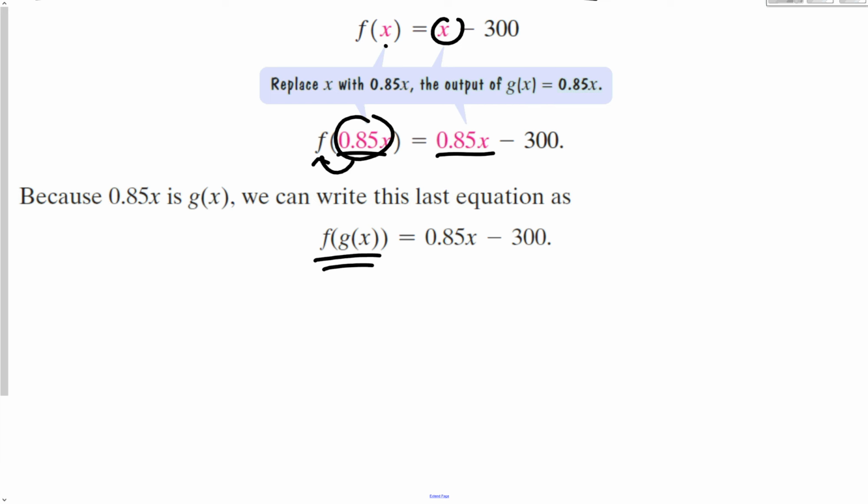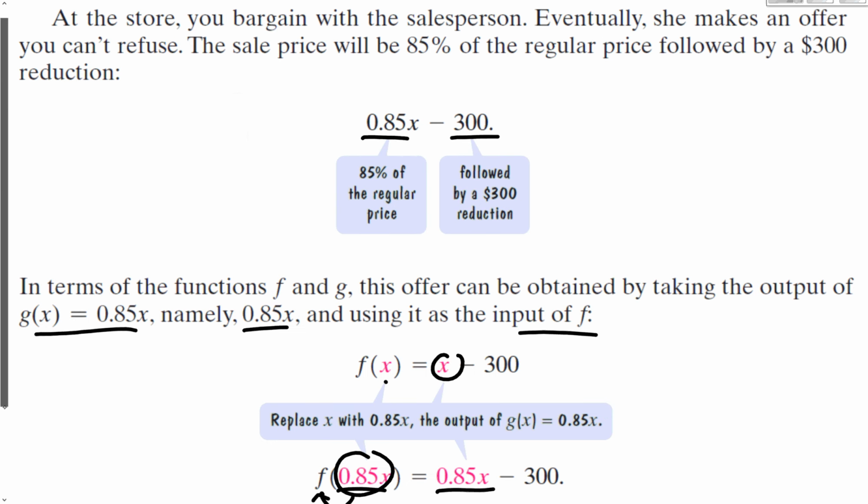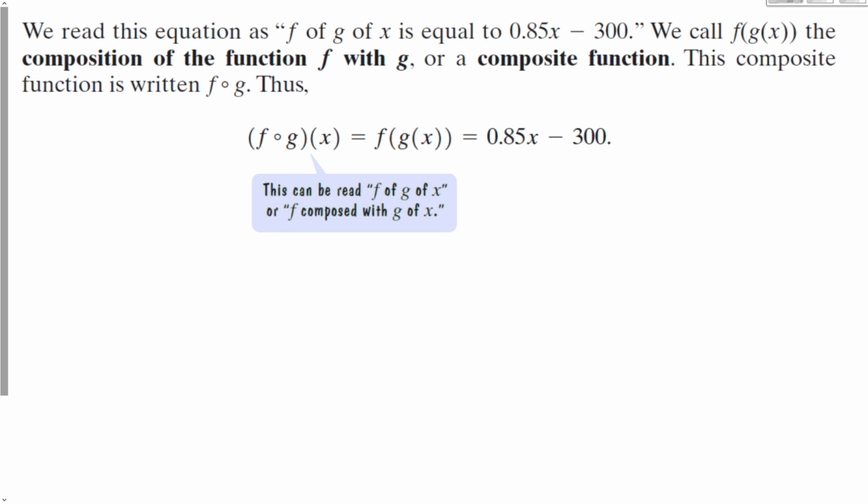Okay. Let's use our notation, and we're going to read this equation as f of g of x. So this equation right here, this last one, we're going to read it as f of g of x is equal to that function. So f of g of x is equal to 0.85x minus 300. We call this f of g of x the composition of the function f with g, or a composite function. So kind of a mouthful, the composition of the function f with g.